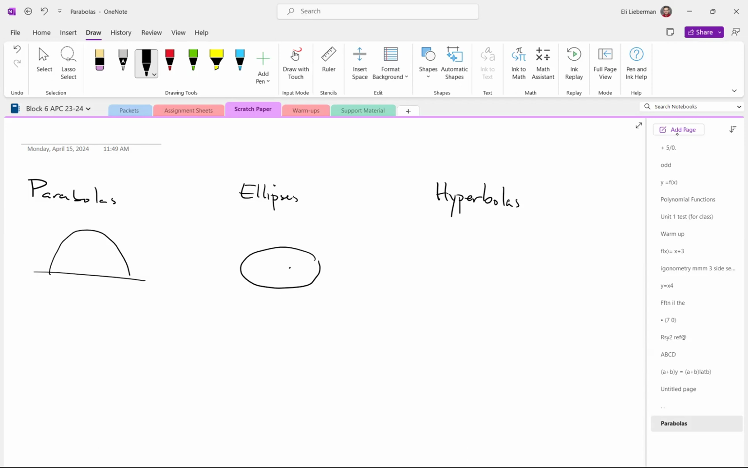Well, I'm talking about gravity here. Where in gravity could we find a hyperbola? Black hole. It's a good one.